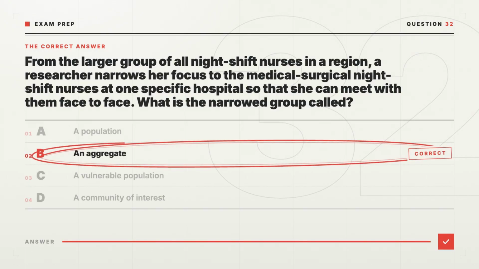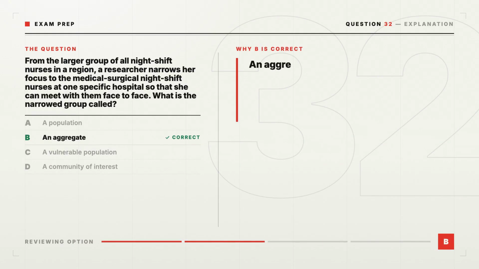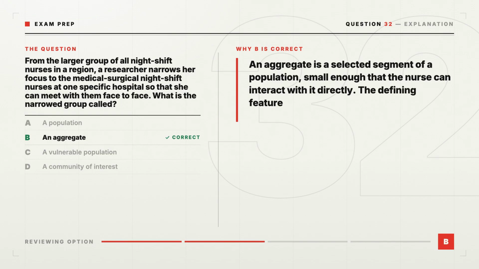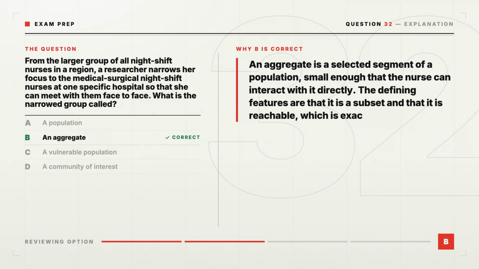An aggregate. B is correct because an aggregate is a selected segment of a population, small enough that the nurse can interact with it directly. The defining features are that it is a subset and that it is reachable, which is exactly what narrowing to 1 unit at one hospital accomplishes. This is the course's own illustration of the term.